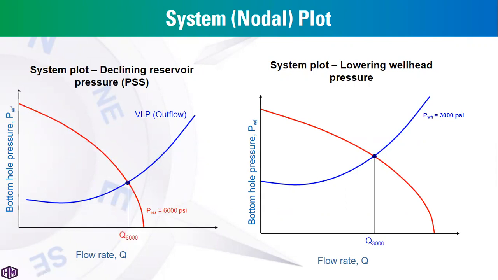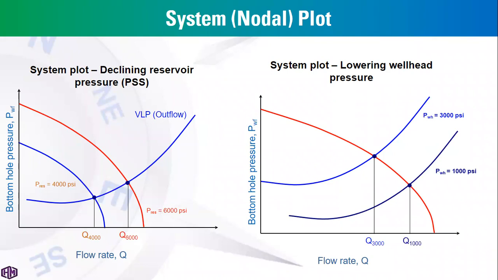So the application of nodal analysis is to check and identify the system performance at different conditions. Let's say we need to predict the IPR model at different reservoir pressures to highlight the reservoir pressure depletion. So this is the shape of the IPR at 6,000 psi and this one at 4,000 psi. Similarly, for the outflow curve, we may apply several sensitivity analyses to define the system parameters.